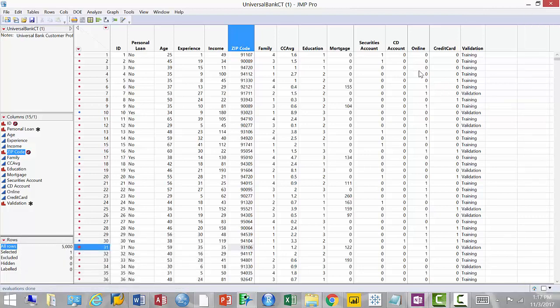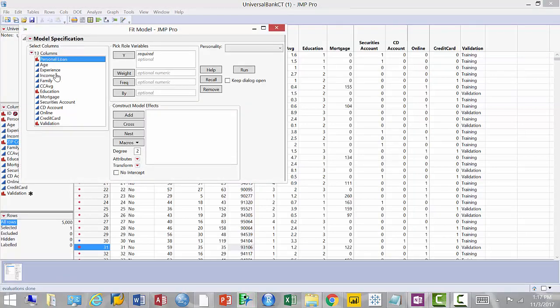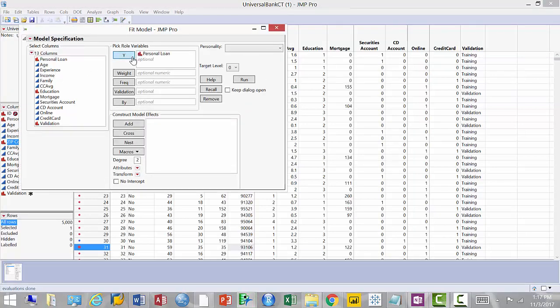All right, now I'm going to build the fully blown model. So again, I'm going to Fit Model, right? And my personal loan is the target. All the other variables are predictors, except validation, right? I use validation in this place. Hold on, validation. I'm going to place it right here. Okay?